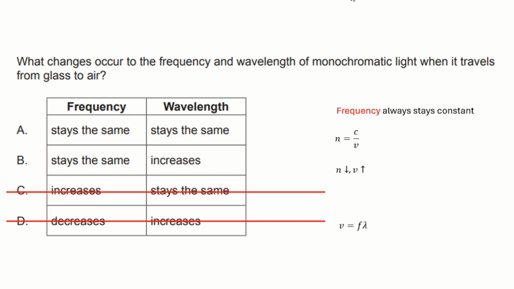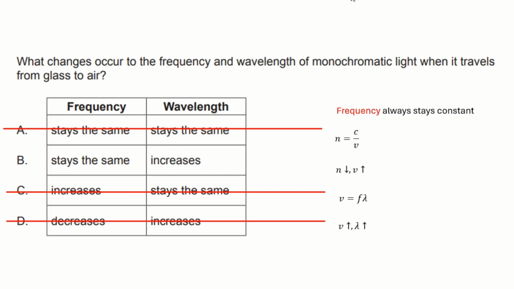Well, we should also know that regardless of the wave type, we've got the equation v equals f lambda. This is the wave equation, so called because it applies to all waves. And therefore, you can see that if v is going up, lambda is also going up, which means that B is the answer here.